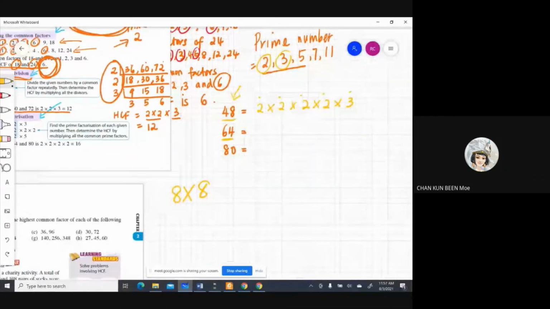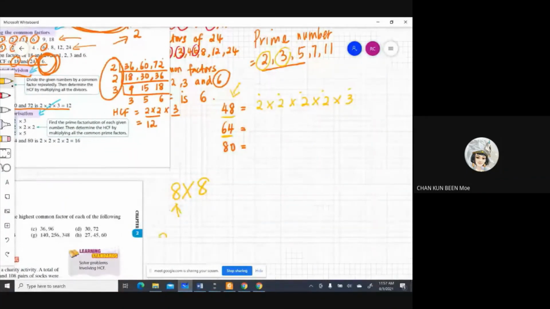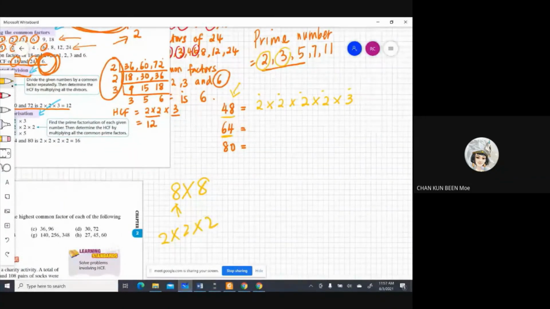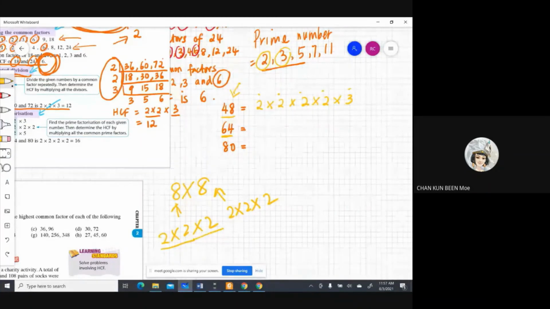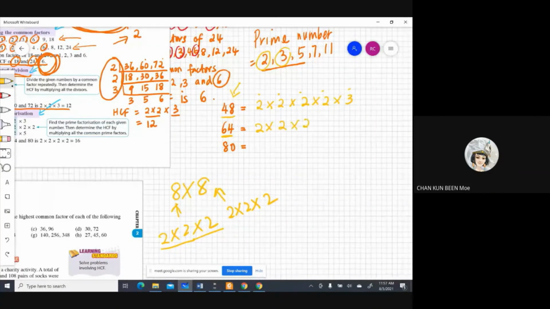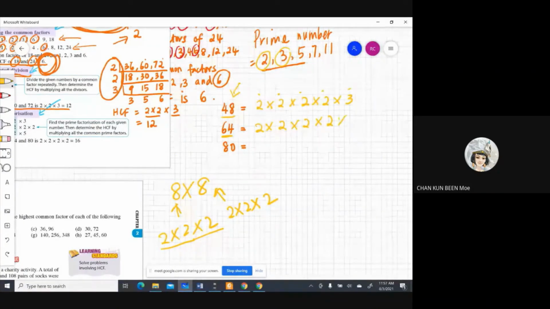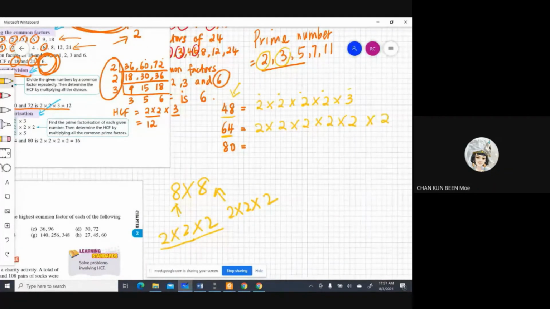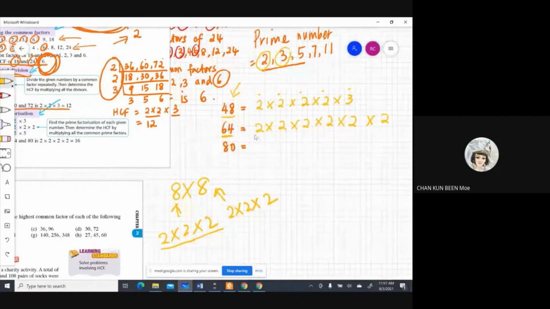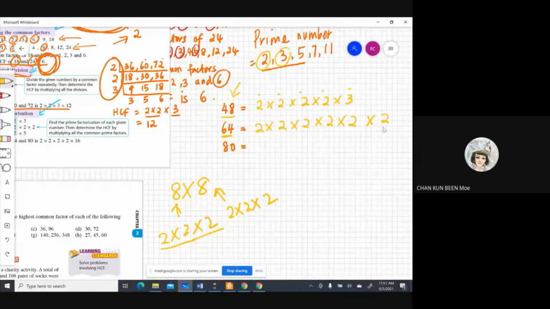Just now you already got used to 8 being equal to 2 times 2 times 2. Same thing here: 2 times 2 times 2, you get 8. 2 times 2 is 4, 4 times 2 is 8. Therefore, 64 is equal to 2 times 2 times 2 times 2 times 2 times 2. Make sure we have all together 6 2's over here. 1, 2, 3, 4, 5, 6.